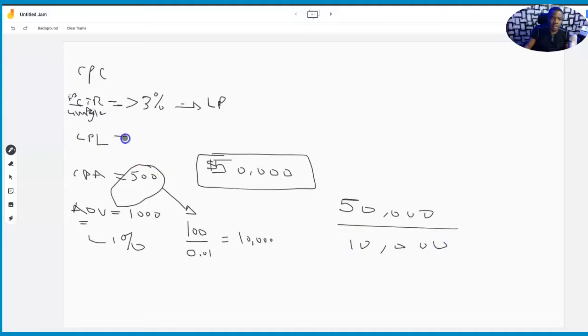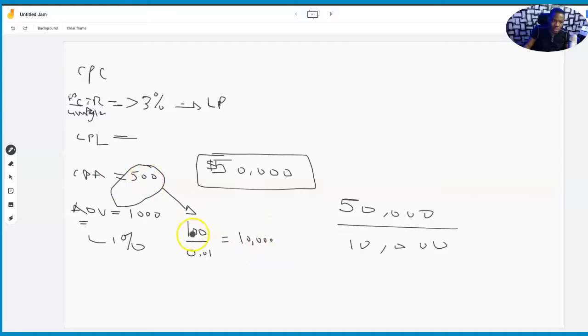Because these are the leads. So if I need 100 leads, which is the 100 customers, and I'm converting just 1% of my 3% click-through rate, I'm going to say that 100 leads that I want, because my customer, technically, is my lead, divided by 0.01, which is the 1% that I'm converting, will tell me that I need 10,000 leads.